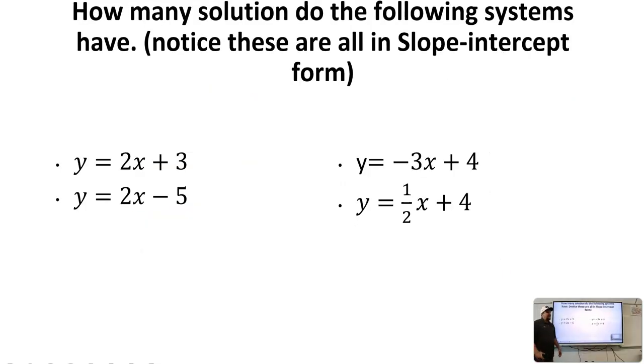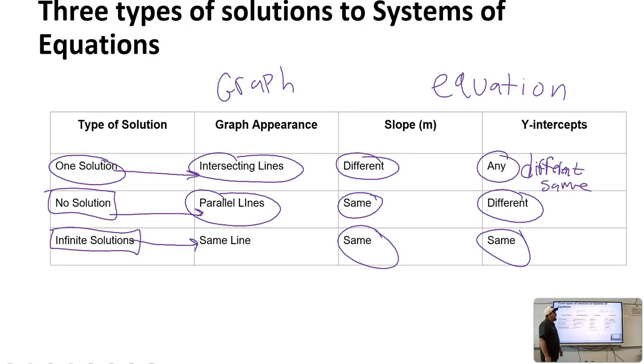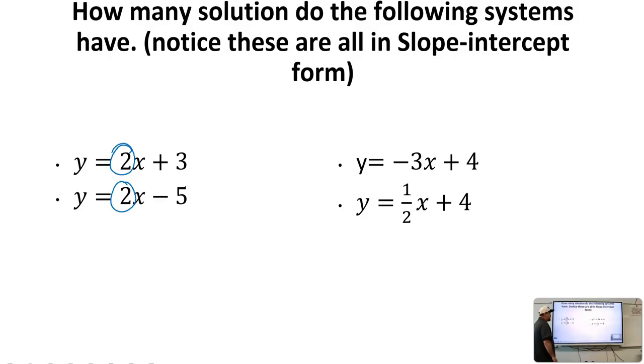So let's take a look at these algebraically. How many solutions do the following systems have? Notice, in this case, I just put everything in slope-intercept form. So what I want you to do is pay attention to the slope. Okay, what's the slope over here? This has a slope of 2. This has a slope of 2. Okay, if I come back here, it has the same slope.